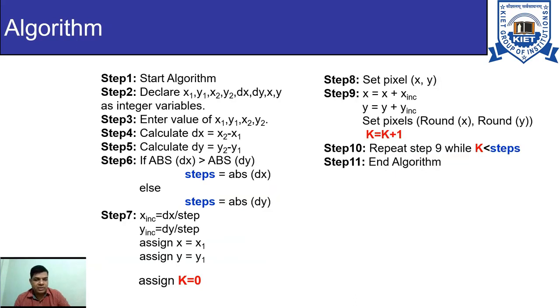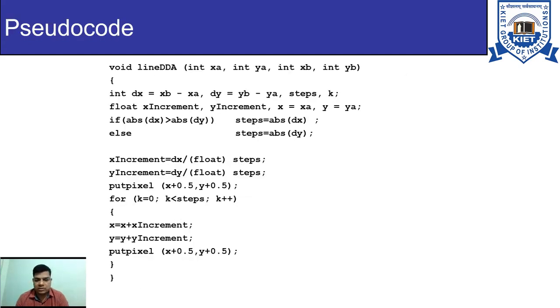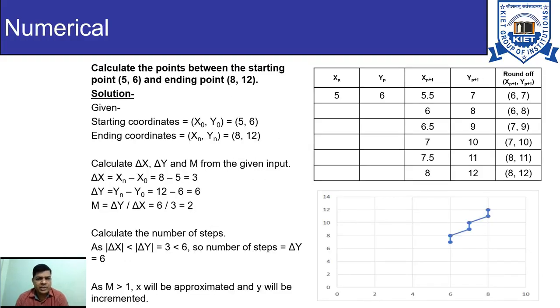So here you can see the steps of the algorithm. These are the steps which we have to follow to implement this algorithm. You can just go through these steps. This is the pseudocode of the algorithm. If you want to implement this algorithm in C, C++ or Java, here is pseudocode available, and with this pseudocode you can easily implement the algorithm.